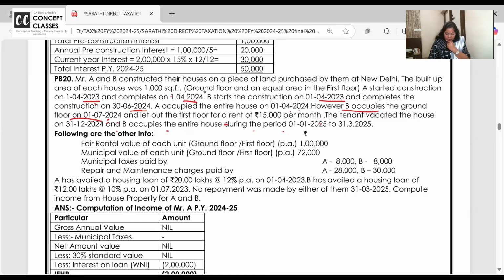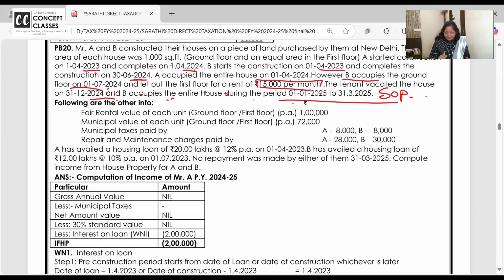And he got the ground floor, and let out the first floor from July 24. The tenant vacated in December. After that, B occupies the entire house. So for how long period was it let out? July, August, September, October, November, December. Over and out. After December till March, it is self-occupied. Reading the problem should be clear.